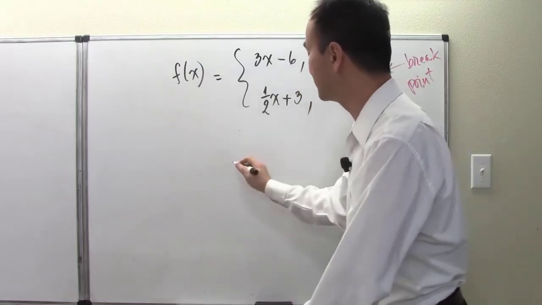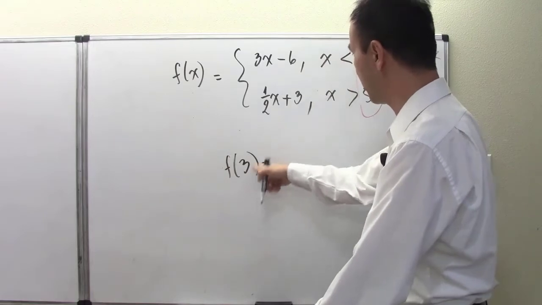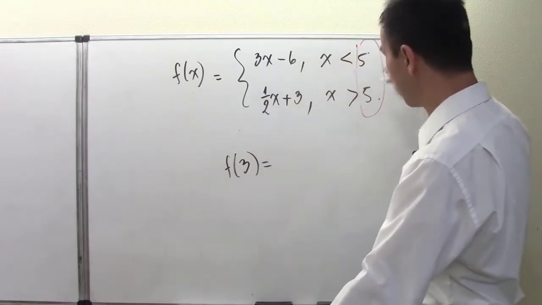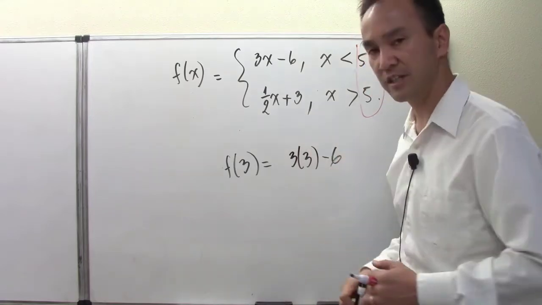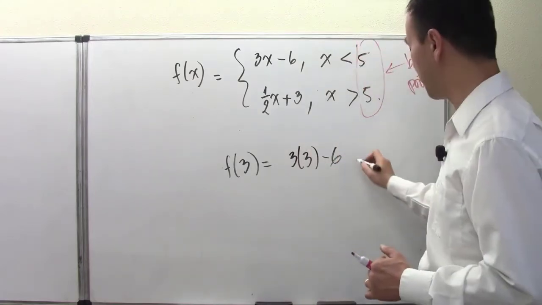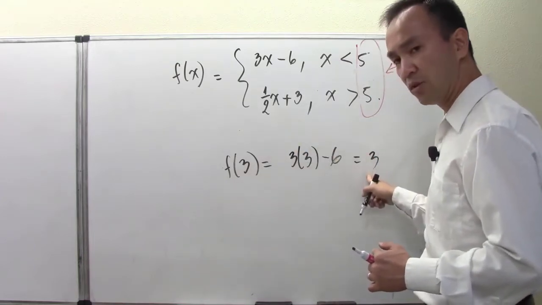In that case, yes, we picked x equals 3. We have a clear indication of what to do. 3 is less than 5, and that's the break point right there. So 3 times 3 minus 6, in our understanding up to this point about piecewise functions, gives me a positive 3. One input came out with one output.